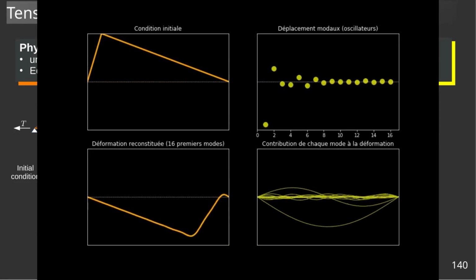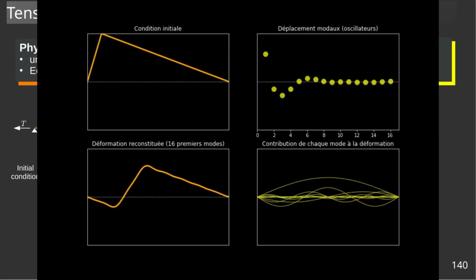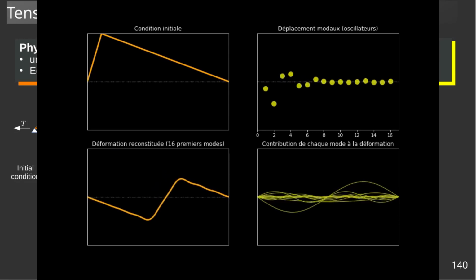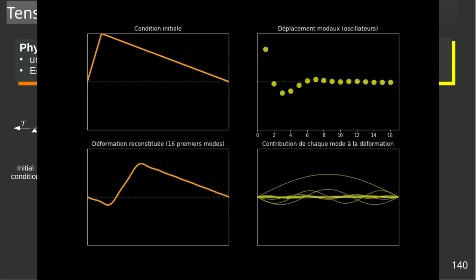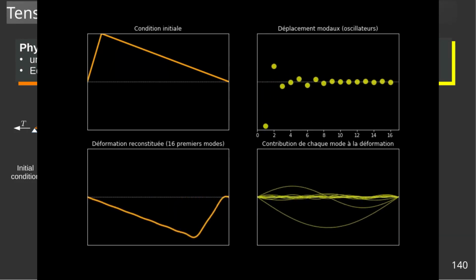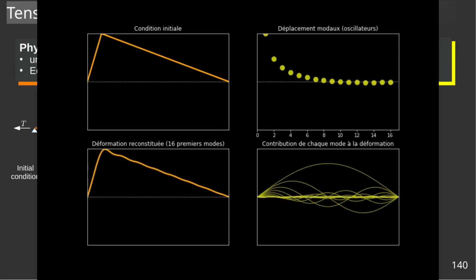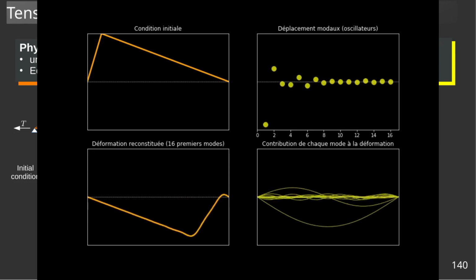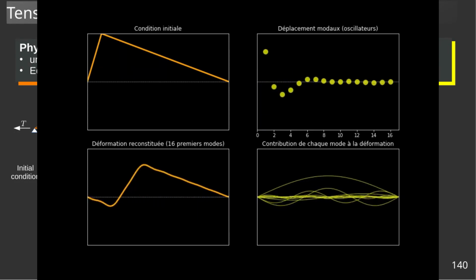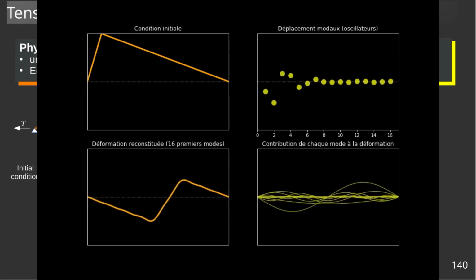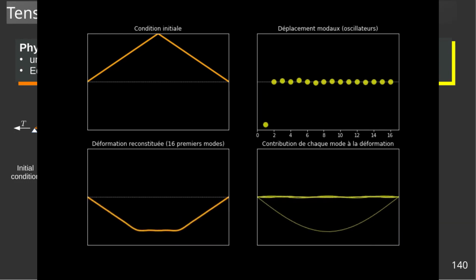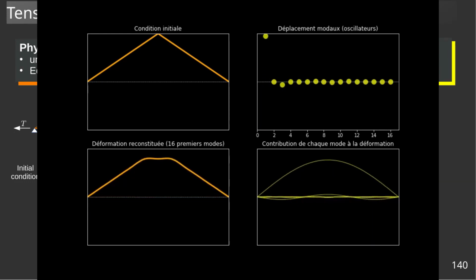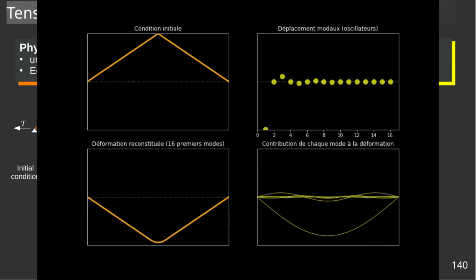Here is the practical implementation of this solution. On the top left, we have the initial condition. At the top right, we have the time evolution of each oscillator. At the bottom right, we have the contribution of each mode, that is Qn of t times phi n of x. And at the bottom left, the modal recombination. And one can easily deal with another initial condition, since it simply implies computing the initial condition of the oscillators.